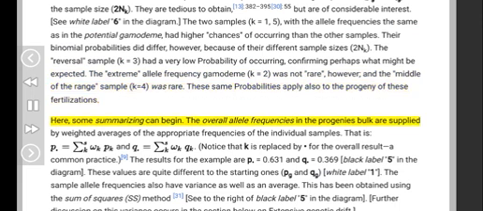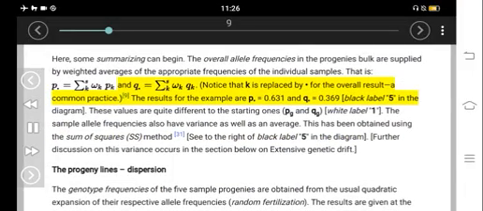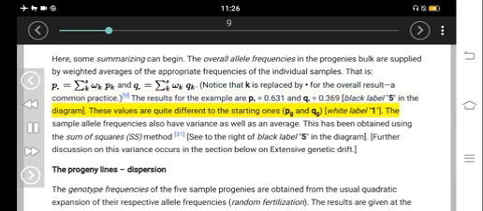Here, some summarizing can begin. The overall allele frequencies in the progeny's bulk are supplied by weighted averages of the appropriate frequencies of the individual samples. Notice that K is replaced by a dot for the overall result, a common practice. The overall results for the example are P equals 0.631 and Q equals 0.369, black label 5 in the diagram. These values are quite different to the starting ones Pg and Qg, white label 1.